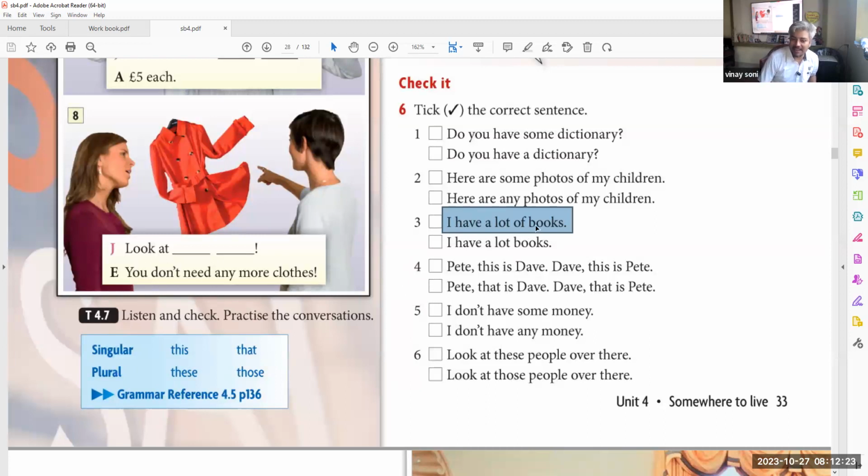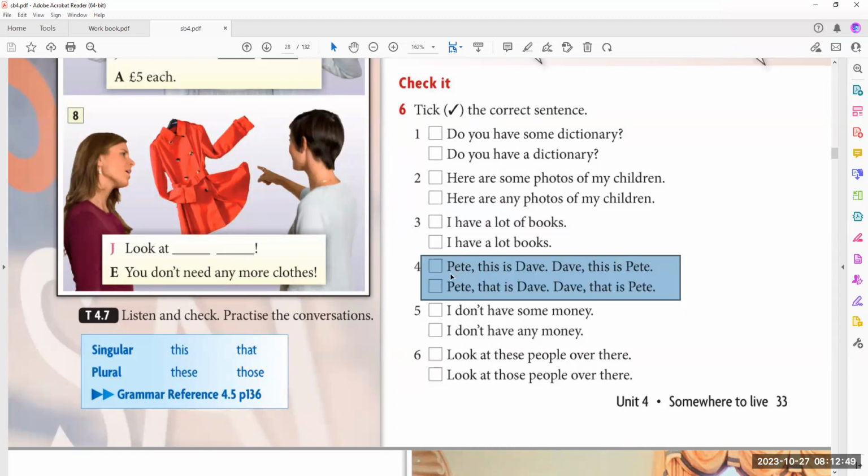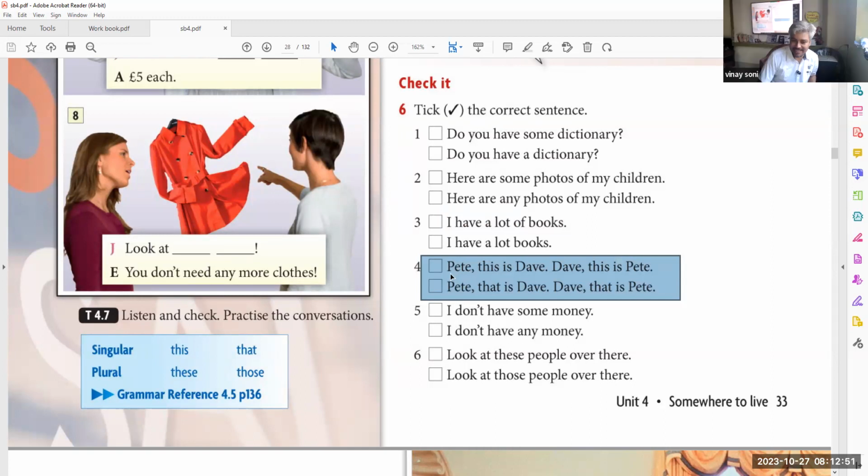I have a lot of books. Number 4. Pete, this is Dave. Dave, this is Pete. Pete, that is Dave. Dave, that is Pete. Which is correct? The upper one or the lower one? The upper one. Yes, sir. Okay. The upper one is correct.